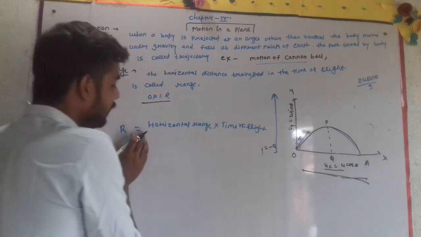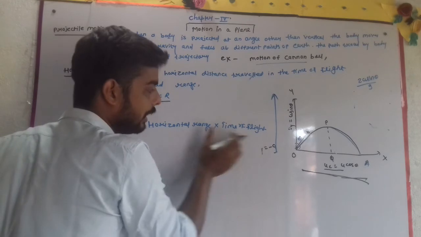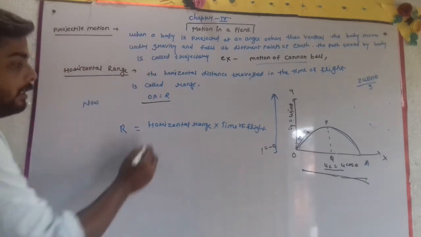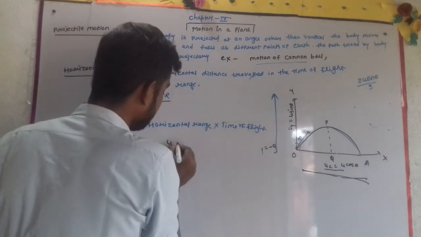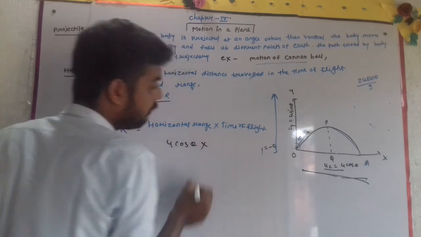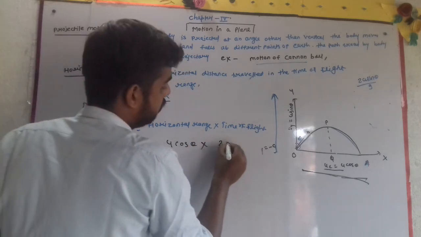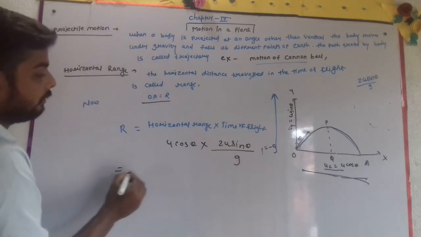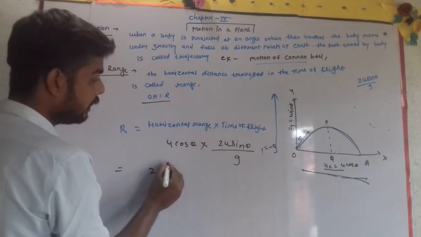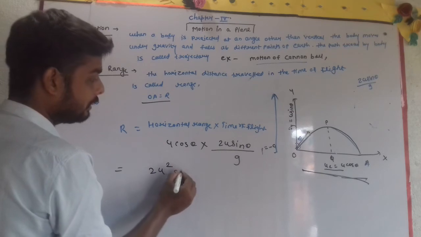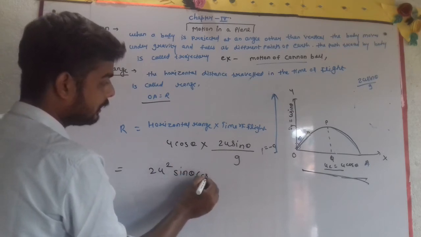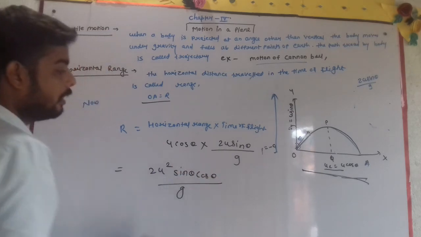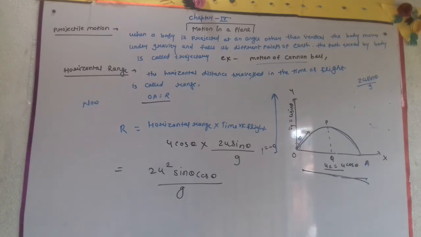The horizontal range can be written as capital R equal to horizontal velocity into time of flight. This is our u cos theta, and for the time of flight we have 2u sin theta upon g. So what will we get? 2u square sin theta cos theta upon g. So this is our equation.